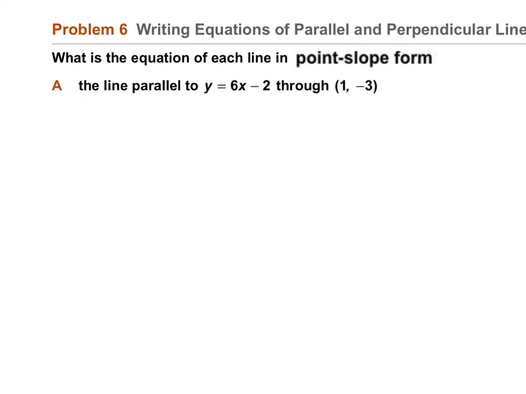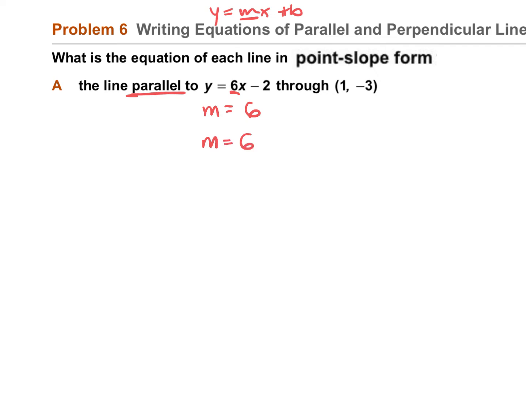So looking at problem 6. What is the equation of each line in point slope form? Our line is parallel to this one. So we have to look at our line here and see what's our slope. Our slope is what's being multiplied to the x when it's in y equals mx plus b form. So that m is what's in front of the x, so our slope is 6. If it's parallel, that means our slope is going to be the same. So the slope of the new line is 6 also.